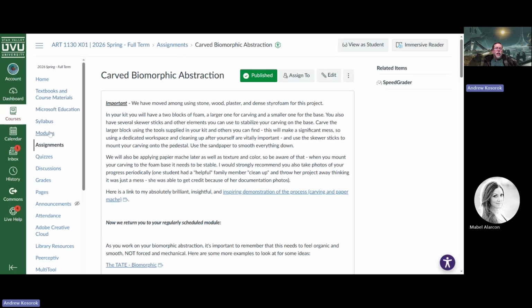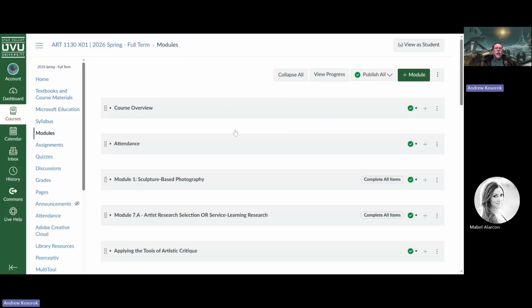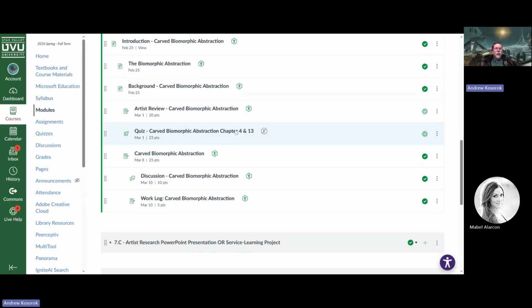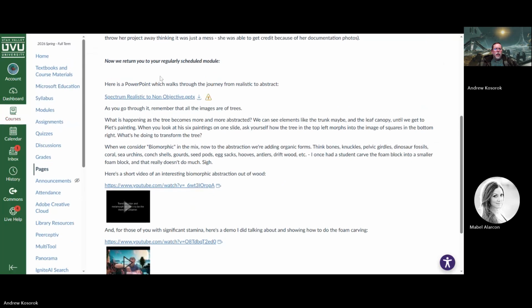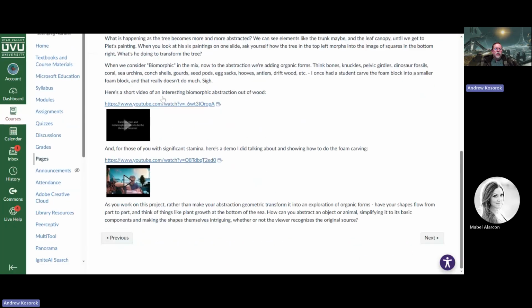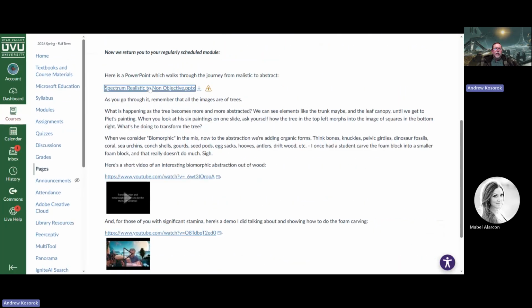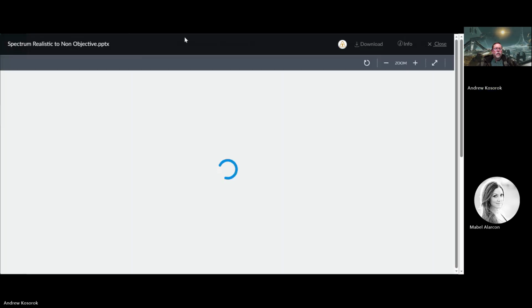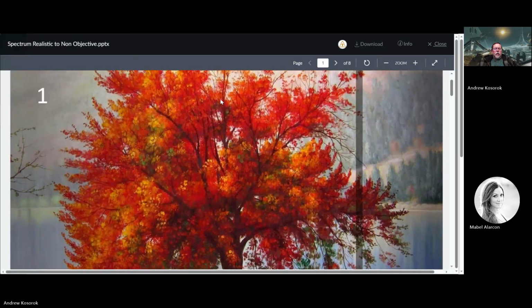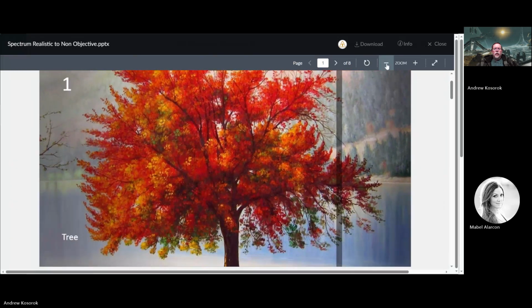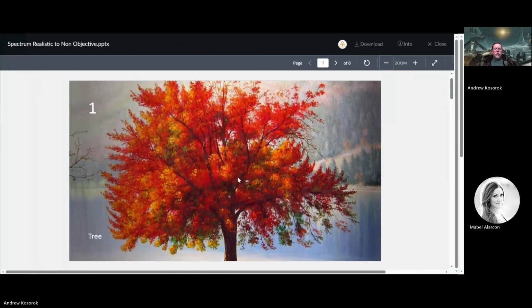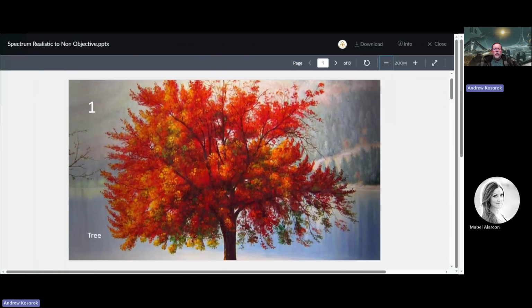All right, now this next module, the one we're working on next, is the carved biomorphic form. And next week, I'm going to talk a little bit more about biomorphic abstraction. There is a PowerPoint that you guys should be able to get because it's supposed to be attached. If it's not working, let me know. Actually, I think I'm going to talk through this really quickly here. And then there's only 8 slides.